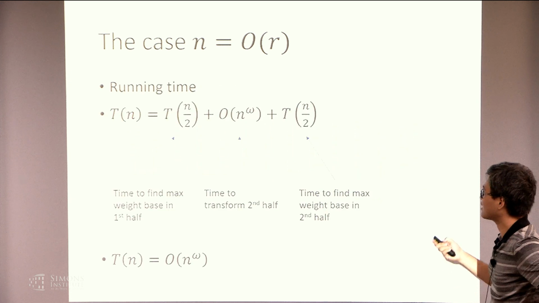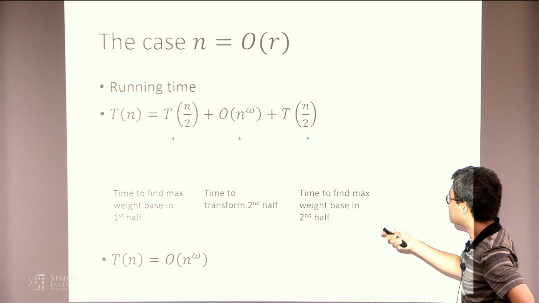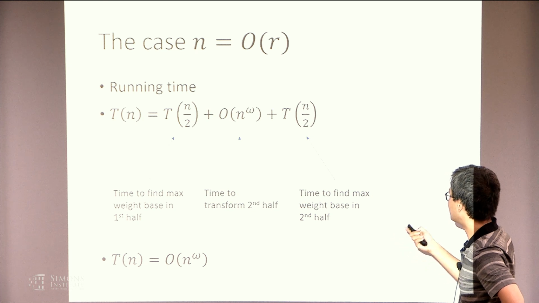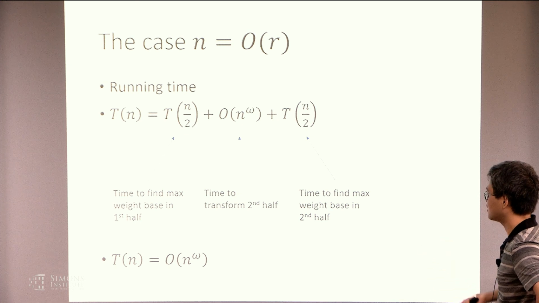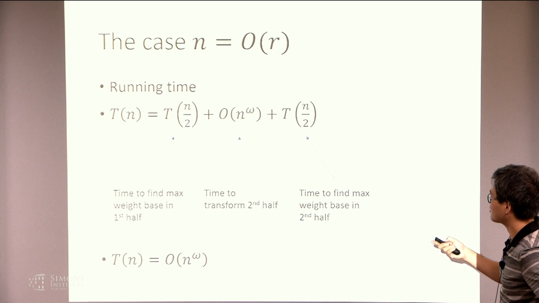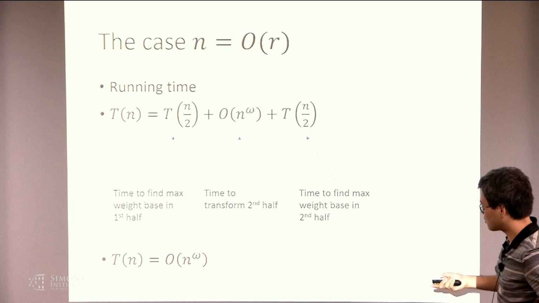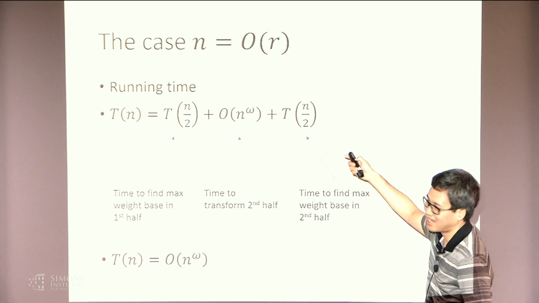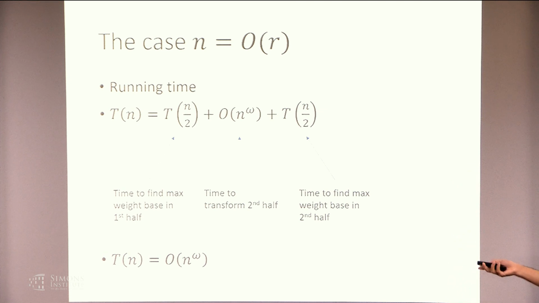Right, and the running time would look something like this. We have to solve the problem with half of the vectors, and then we need to transform the second half, which takes about this much time because we do some matrix operation, and then we have to recursively solve the second half by the maximum weight base of the transformed vectors. And the running time would be basically dominated by this middle term here, and then you get n to the omega. So this, of course, is not quite r to the omega, but because we work in this case where n is order of r, we are in good shape here. So that is the basic case. It's not too hard to do the basic case.